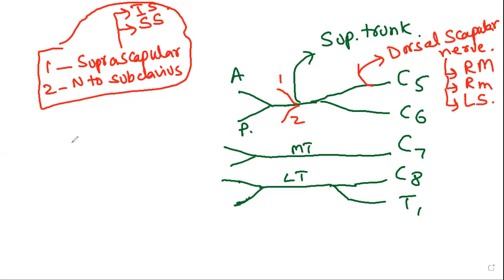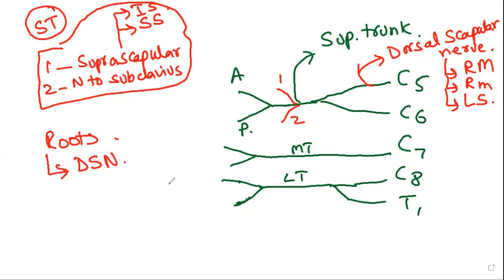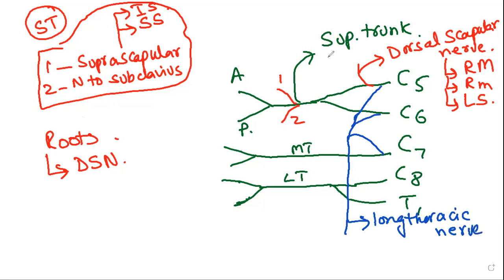You have roots से branches हैं. So from the roots, these are the branches, and from the superior trunk, those are different. Now from the roots, one branch which is coming out is your dorsal scapular nerve. Second branch which is coming out from the roots, see here everyone. It is coming out from the C5, C6 and C7. And this is known as your what? Long thoracic nerve.